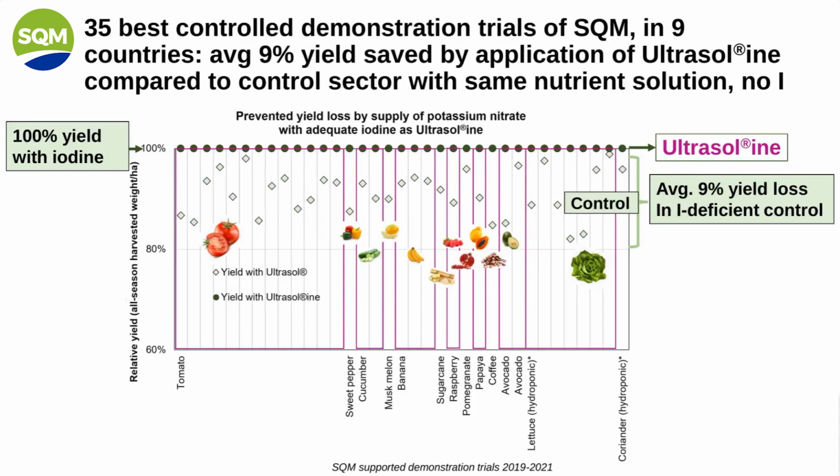The dark green dots above are the 100% of the yield, which was achieved in the Ultrasoline sectors, and the control sectors were consistently behind the Ultrasoline sector in all cases. On average, we could attribute 9% of yield lost due to iodine deficiency in the control.